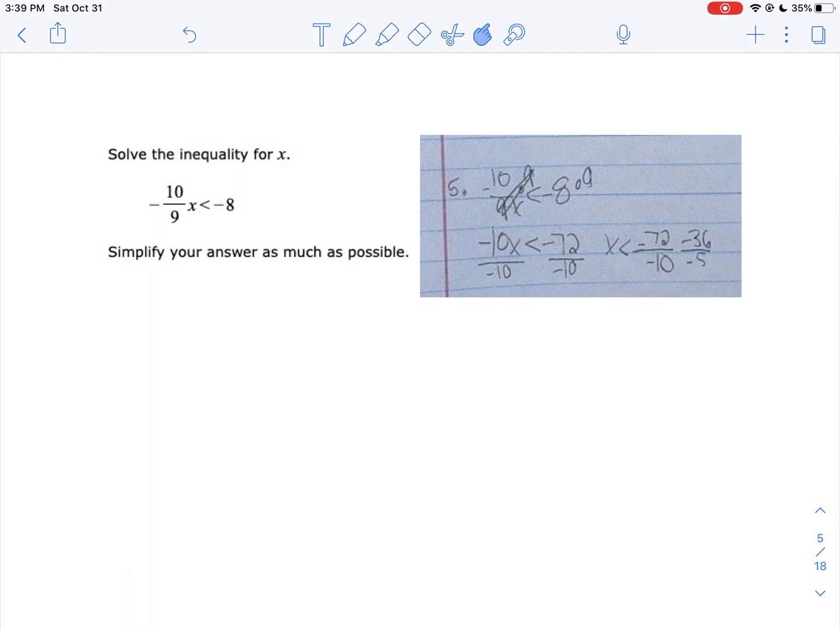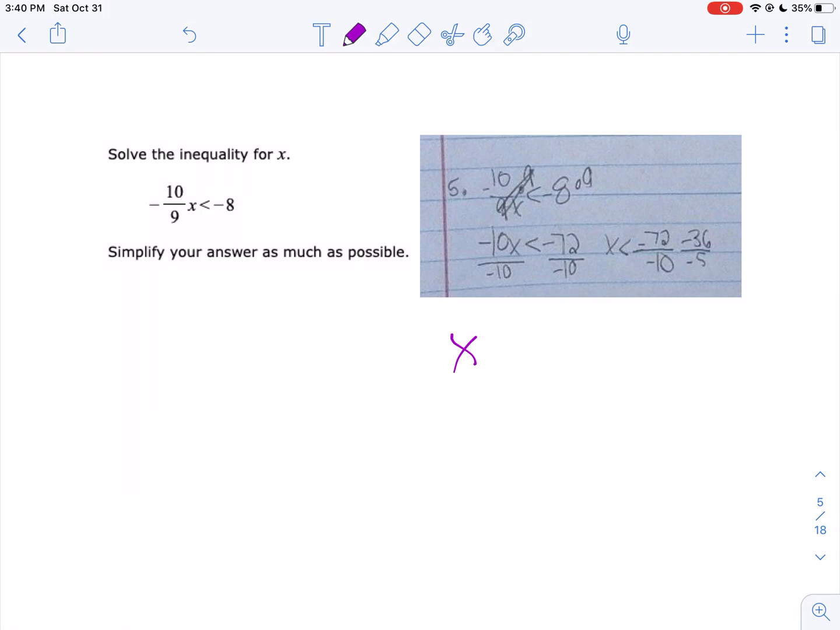Here we have some really good work. You got a couple little mistakes we need to talk about, but you did most of it right. First thing you do is you multiply both sides by 9. You get negative 72. You do divide both sides by negative 10, but if you divide by a negative, you got to switch the sign.